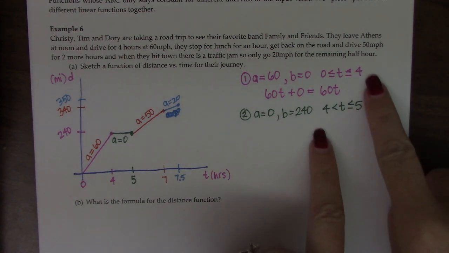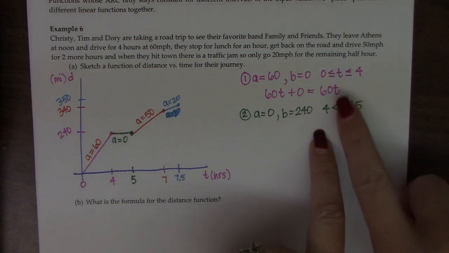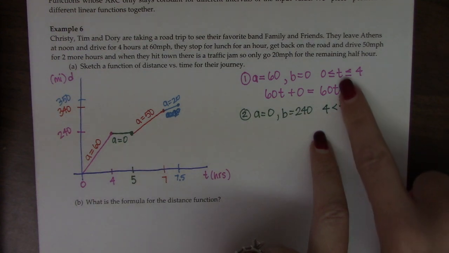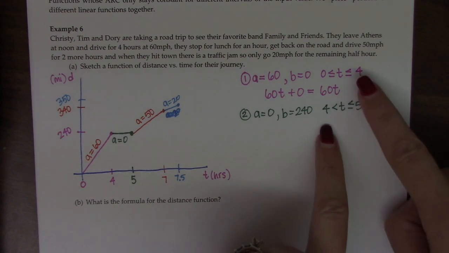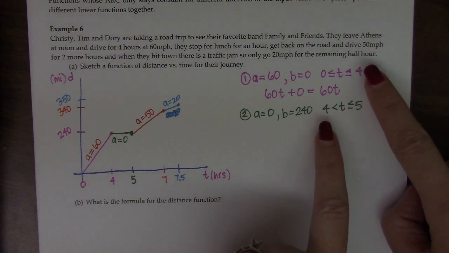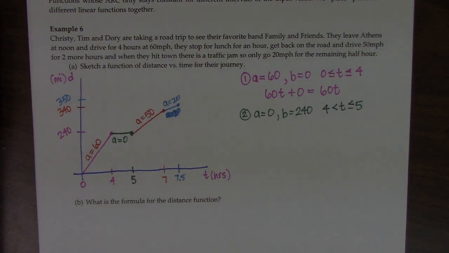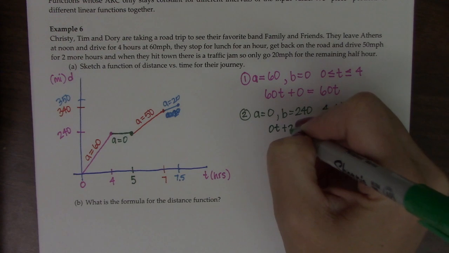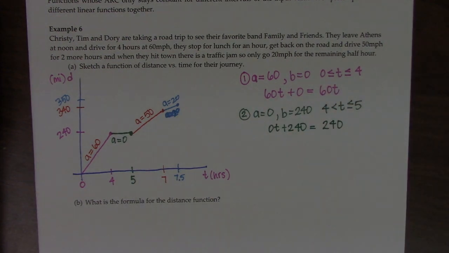4 cannot belong to both pieces. So if we used it in the first line and put an equal to here, then we cannot put an equal to here. However, an alternative right answer was you could have said this is just less than 4, but then that means we would include 4 here. So the values in these domains can only be used for one piece of the function. So now if I write the equation of this line, it's just 0t plus 240, which is just the constant function 240.